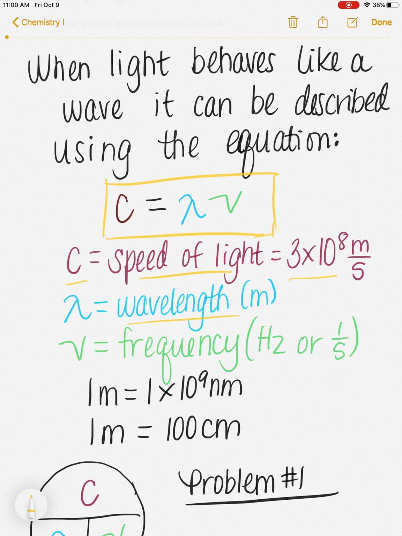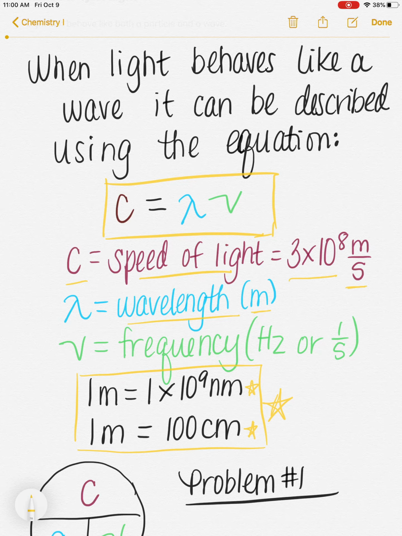Lambda is the Greek letter that represents wavelength in this equation. Wavelength has to be measured in the units of meters in order for it to match up with the units of meters per second for the speed of light. So if you are given a wavelength that is not in meters, for example, nanometers is a common wavelength unit, or centimeters, you must first convert that value into meters before you plug it into the equation.